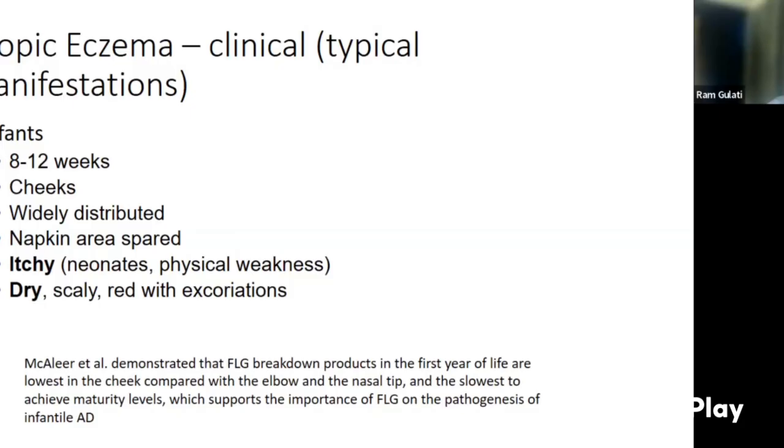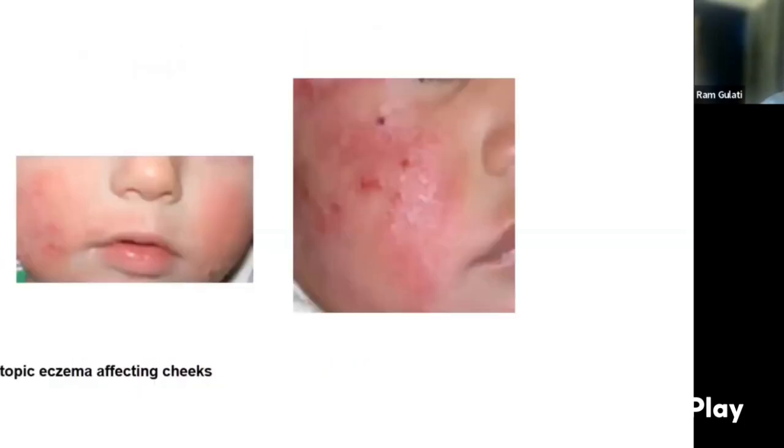Even though the UK Working Party criteria at one point were thinking of putting in dryness, they went on with a general history of dry skin rather than dryness, because they could not see phenotypic dryness in all of these children. So if you look at these photographs, you can see a very ill-defined erythematous area on the cheeks, rough to touch, and you can have micropapulation, you can have microvesiculation if it's acute involvement, and excoriations. So this is early atopic eczema affecting the cheeks of a child.